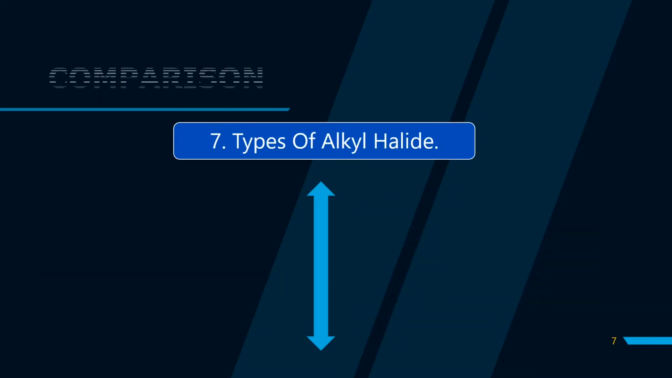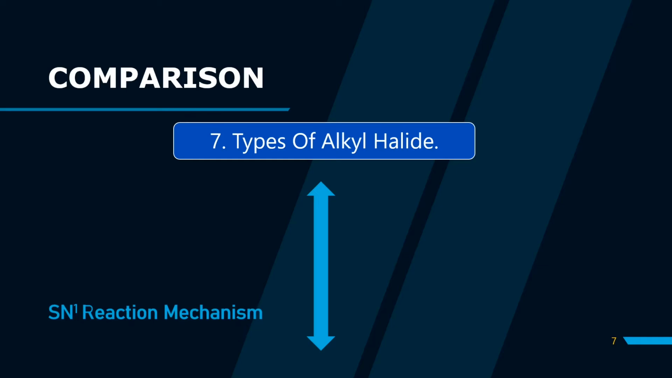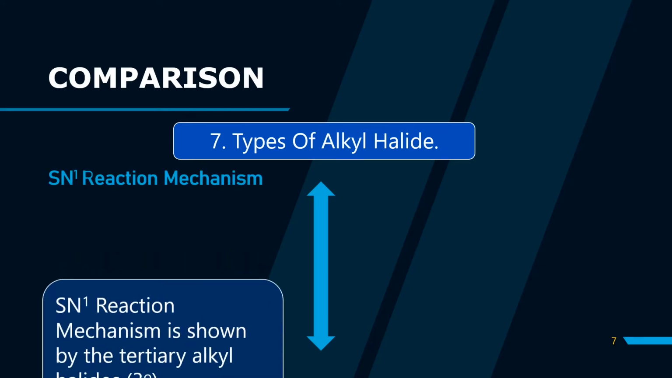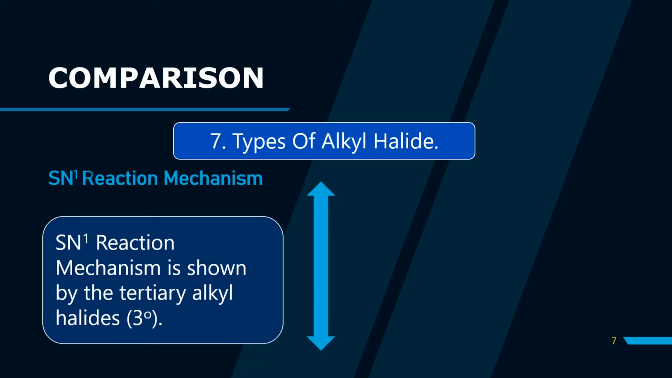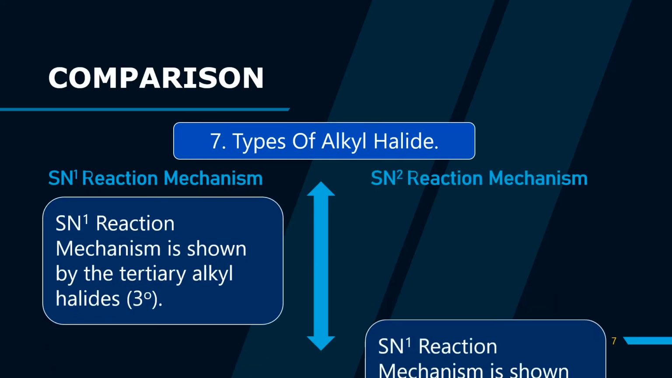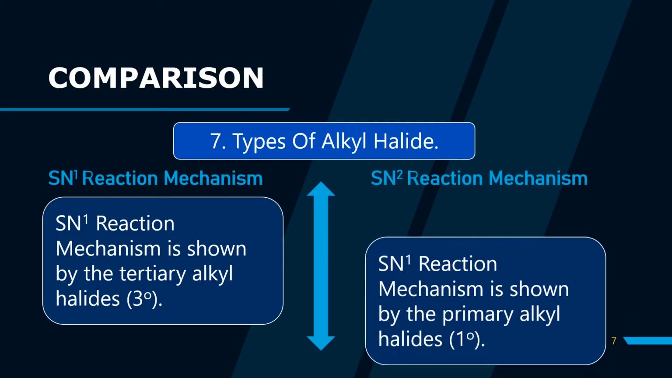Now let us consider the seventh difference on the basis of the type of the alkyl halides. Generally, the SN1 reaction mechanism is shown by the tertiary alkyl halides, while the SN2 reaction mechanism is shown by the primary alkyl halides.